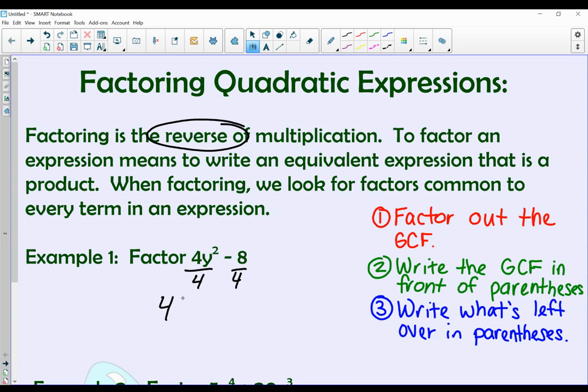So now I'm following step 2. It says write the GCF in front of the parentheses. I did that. Now I want to write what's left over. When it says write what's left over, it's talking about the division aspect to it. So 4y squared divided by 4, that just leaves me with y squared because 4 divided by 4 is 1. 8 divided by 4 is 2. So 4y squared minus 2, that's it.